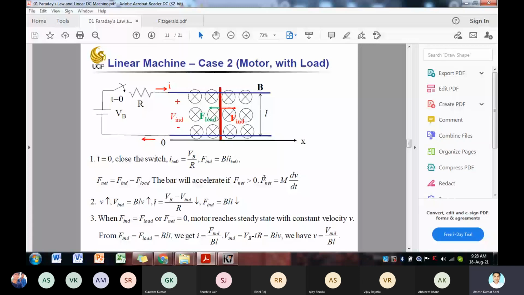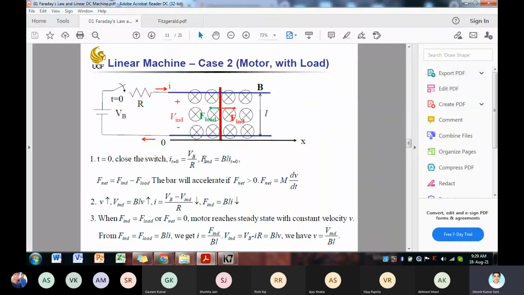तो उस कंडीशन में क्या होगा कि F induced equal to F load equal to BLI. So steady state current in that condition will be given by F induced by BL. Now you see here V induced equal to VB minus IR, that is equal to BLV. So we can also get the steady state velocity given by V induced upon BL.